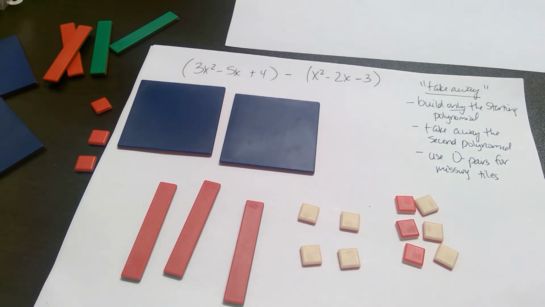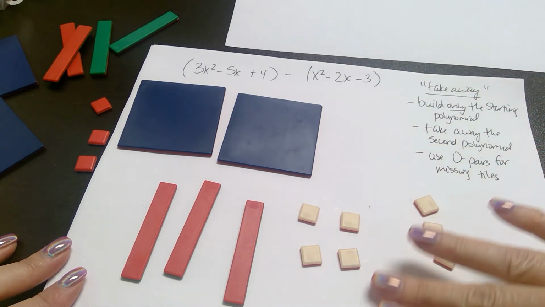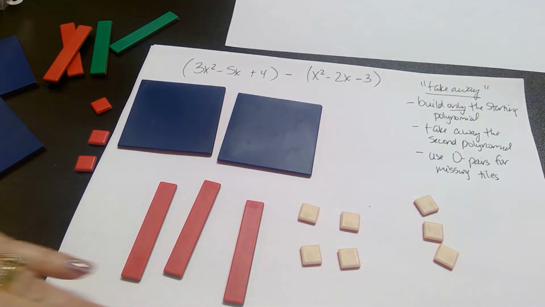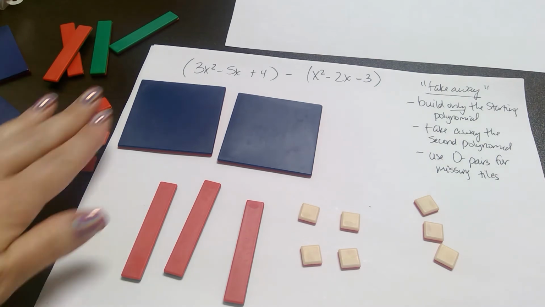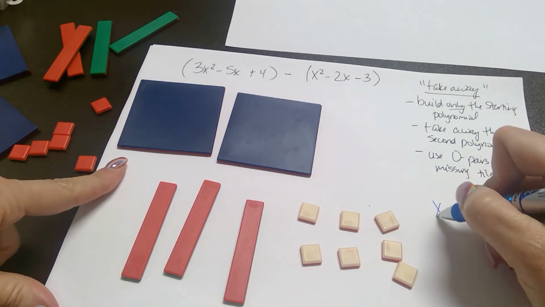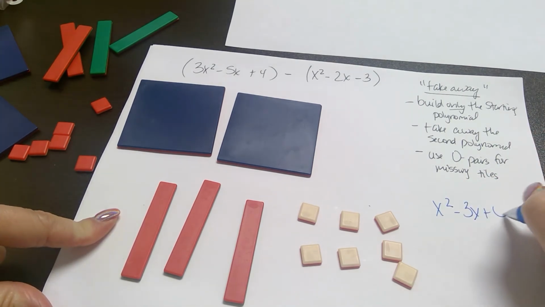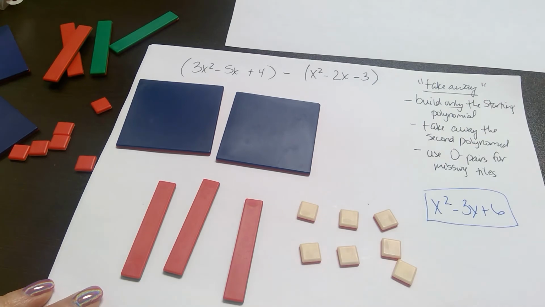Okay, so now I have what I need. I can take away the negative 3 units, and those opposites are left behind, those opposites that I added in. So I can see the value on my mat is x squared minus 3x plus 6. That's the result of that subtraction problem.